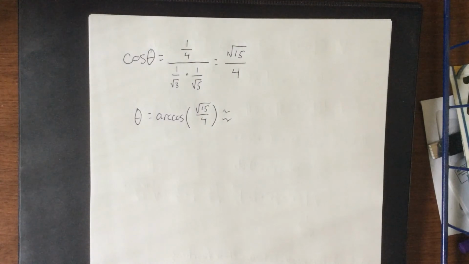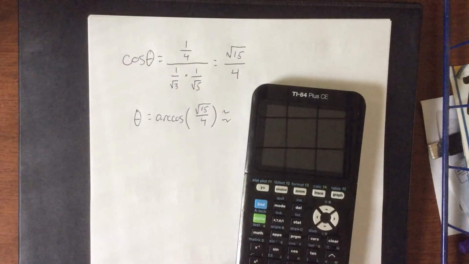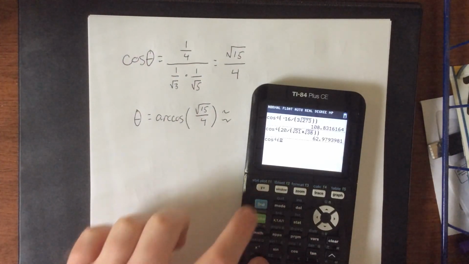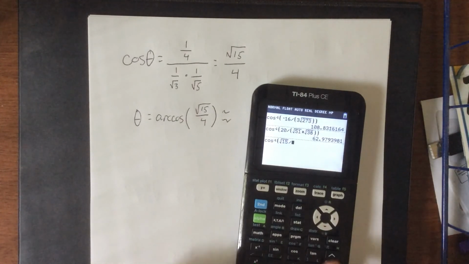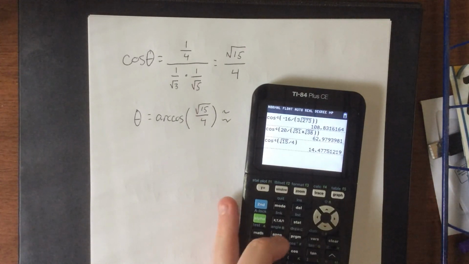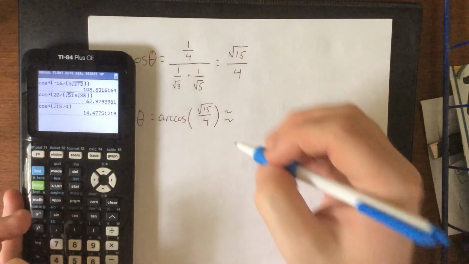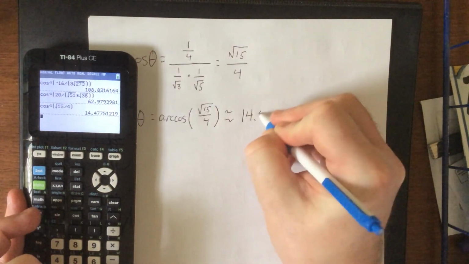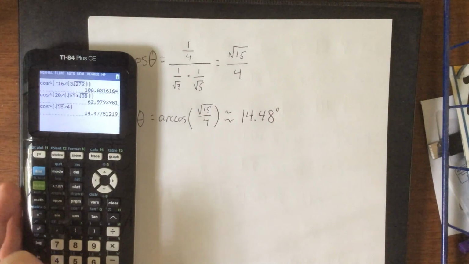And since we've done it for our other examples as well, let's go ahead and go to the calculator with this one. It's looking like this is going to be a nice small acute angle to the tune of about 14.48 degrees. Nice.